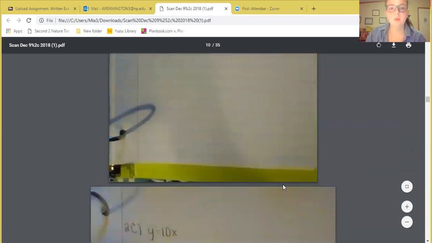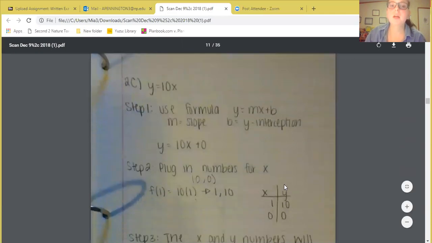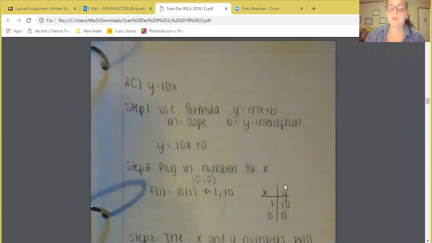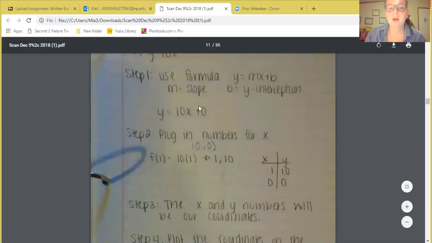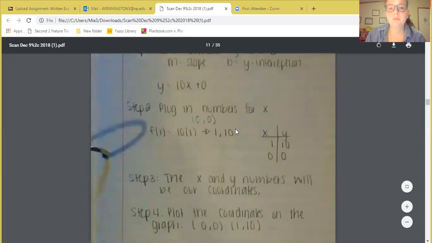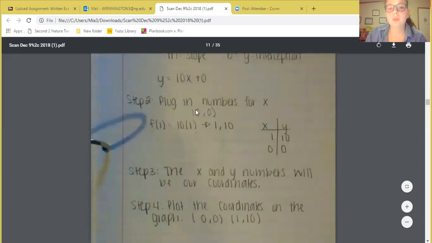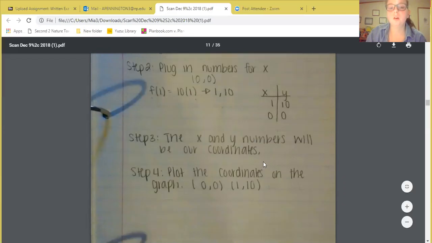And now we're going to go on to 2c, y equals 10x. So we're still going to use the formula y equals mx plus b. And we're going to add that 0. So we're going to start off with the coordinate 0, 0. And we're going to plug in 1 for x. So 10 times 1 will be 10. So we have 1, 10. And so we're going to use those two coordinates to plot our graph.